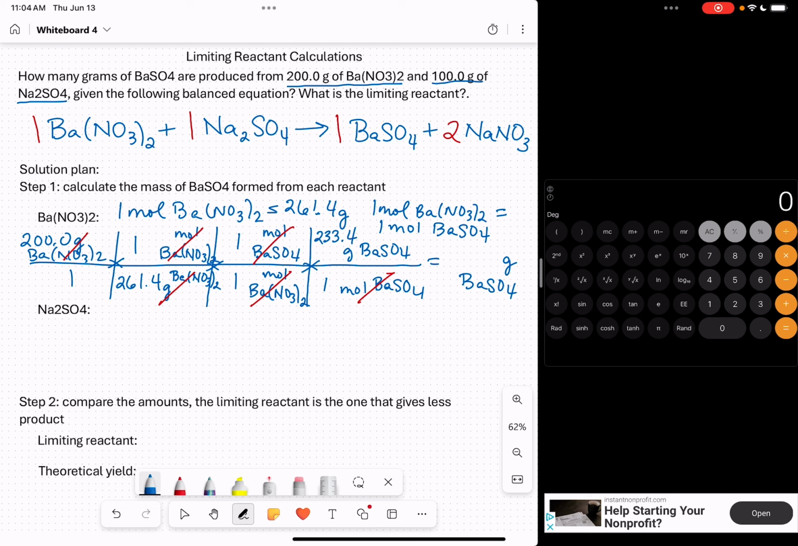So let's do the math. I'm starting with 200 grams. I'm dividing by the molar mass of the starting material. I do not need to multiply by 1/1. I don't need my calculator for that, and then I just need to multiply by 233.4 grams per mole, and I get 178.6.